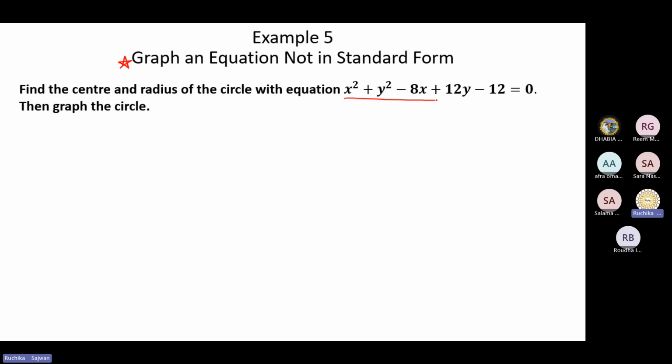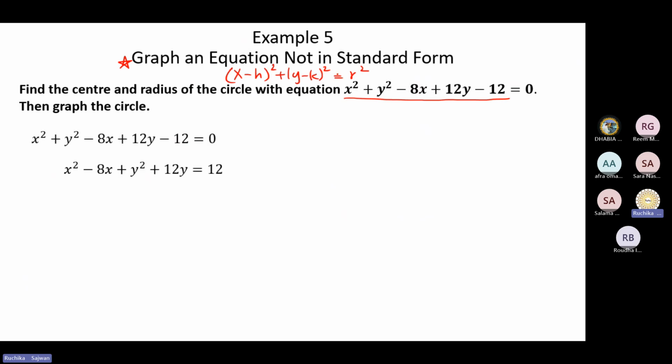So this is the equation. Definitely it is not in standard form. So first I will write the standard form, x minus h whole square plus y minus k whole square equal to r square. I want it in this form. So let's start to complete. For that, we will collect our x with x, y with y. Can I say x has these two terms and y has these two terms? So I can group my x with x and y with y.